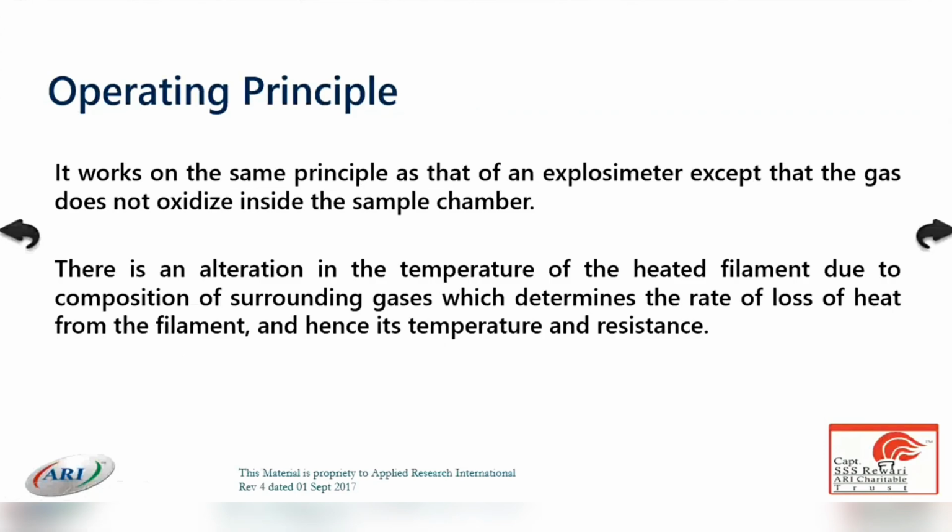So as there is a loss of heat, the temperature of the filament goes down, and as the temperature goes down, the resistance of the filament also reduces, which makes the Wheatstone bridge imbalanced. Current will start flowing in the circuit, and the amount of current will correspond to the hydrocarbon percentage in the gas sample volume, and the meter installed there will give the percentage by volume.